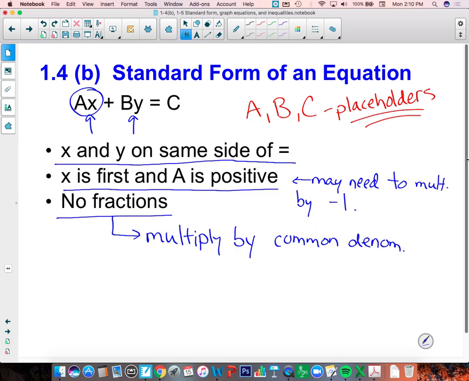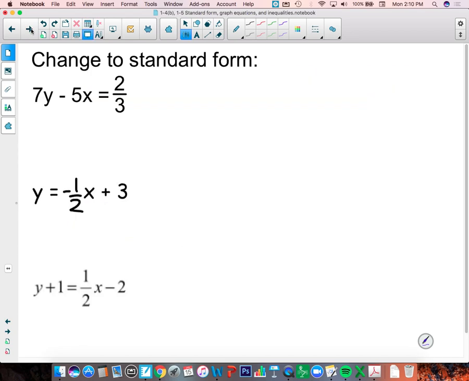All right, so let's try a couple here. We want to change these three equations to standard form. So go ahead and write these three down, and then we'll work through them. Please pause the video and let the kids write through it.